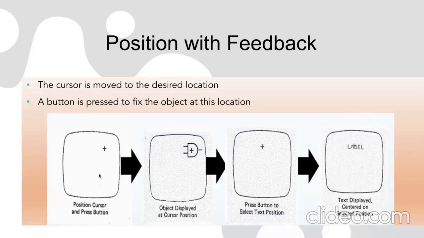The same is shown on the screen in the picture. You position the cursor and press a button, and the object is displayed at the cursor position. Press the button to select the position. You select the position, and the text is displayed at the center of the position.